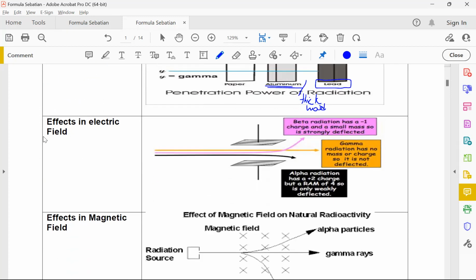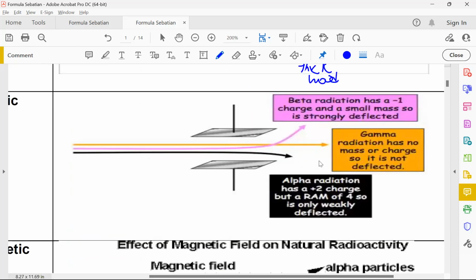Okay, so if you see these words, usually it's trying to test your understanding of penetration power. In terms of the electric field, okay, if I have a positive charge plate here and a negative charge plate here, what happens is the beta will be deviated towards the positive plate, whereas the alpha will be deviated towards the negative plate, because obviously opposite charges attract, right? Okay, now I want to ask one question. Do you notice that the beta actually deviates more than the alpha? Why? The beta deviates more than the alpha. Why?